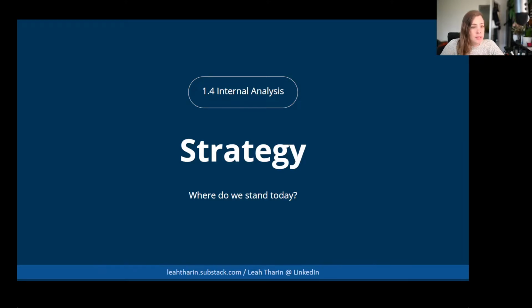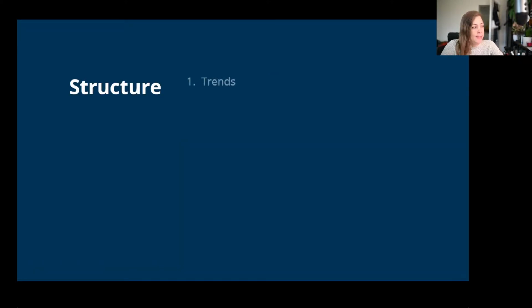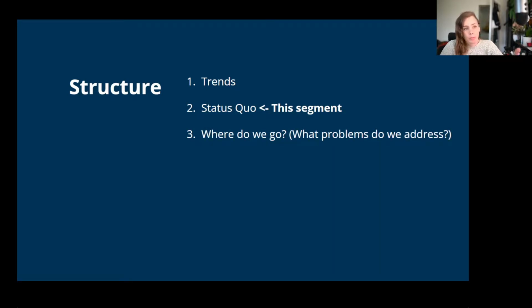Okay, in this section, we're going to look at an internal analysis of your company or your product and how to figure out where you stand today. Here's the structure again. We're looking at trends usually when we're creating a strategy, and then we're looking at the status quo, which is this segment about. And then we go again with where do we go, what problems do we address, and then how do we get there, which is usually with the definition of features. We're not going to look into the last part in this course, but right now we're going to look at the status quo, so like an internal analysis.